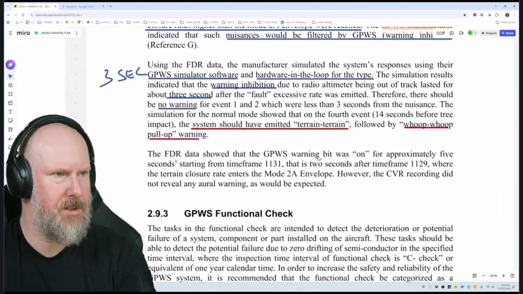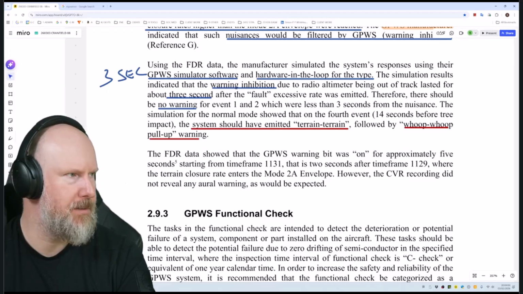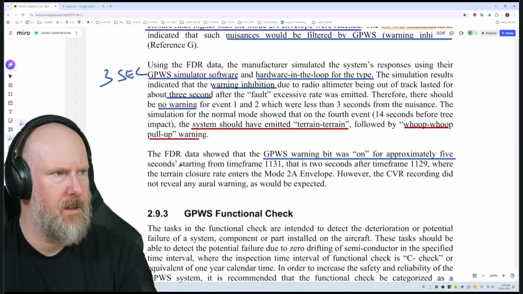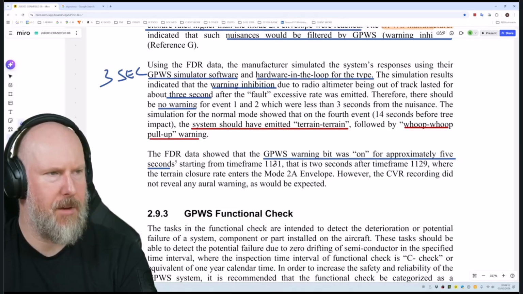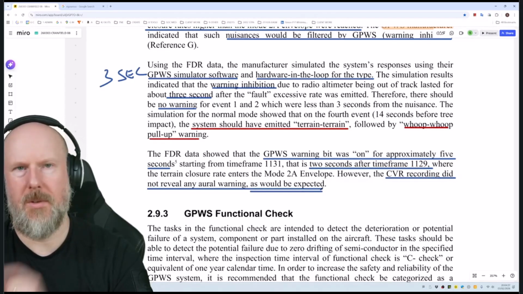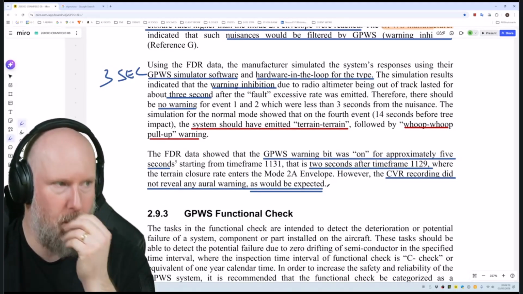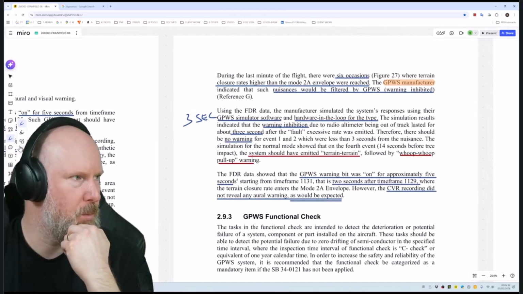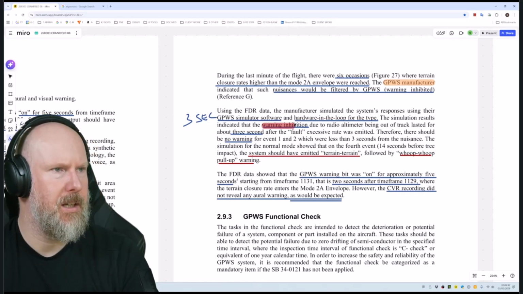The FDR data showed that GPWS warning bit was on for approximately 5 seconds, starting from time frame 1131, that is 2 seconds after time frame 1129, where the terrain closure rate enters mode 2 envelope. However, the CVR recording did not reveal any warning, as would be expected. So this was behaving as designed. There was no warning because it was designed to inhibit the warning. Okay.